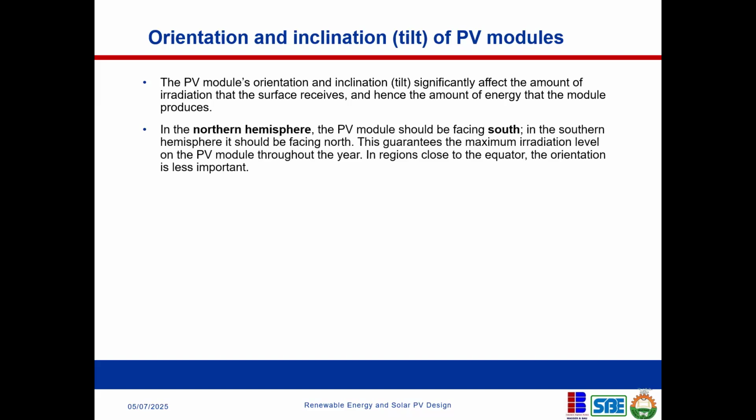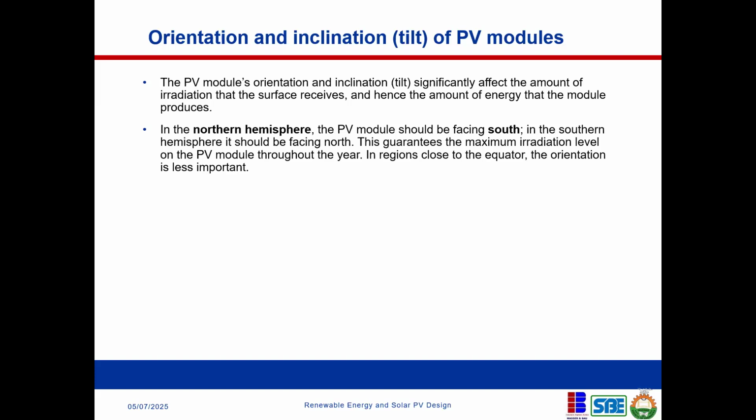Now, in the northern hemisphere, when I say northern hemisphere, I don't mean the north, south, east, and west of Nigeria. The entire world is divided at the equator, between the northern hemisphere and the southern hemisphere. It's different from the north, south, east, and west that we have in Nigeria. So in the northern hemisphere, the PV module should be facing south.